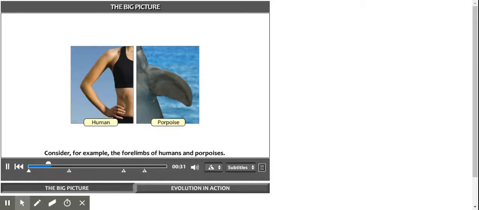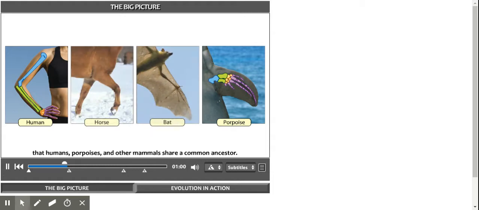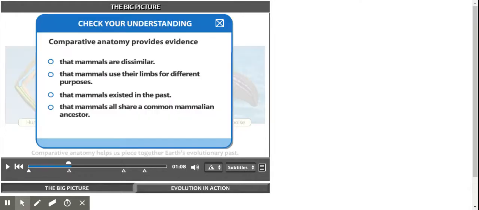Consider, for example, the forelimbs of humans and porpoises. While the human used her arms for balancing on a surfboard, and the porpoises used their fins for steering underwater, these structures, with their striking differences in appearance and function, have underlying similarities. Each has a humerus, radius and ulna, carpals, and metacarpals and phalanges. Although these bones are extensively modified, they betray the fact that humans, porpoises, and other mammals share a common ancestor. Comparative anatomy helps us piece together Earth's evolutionary past.